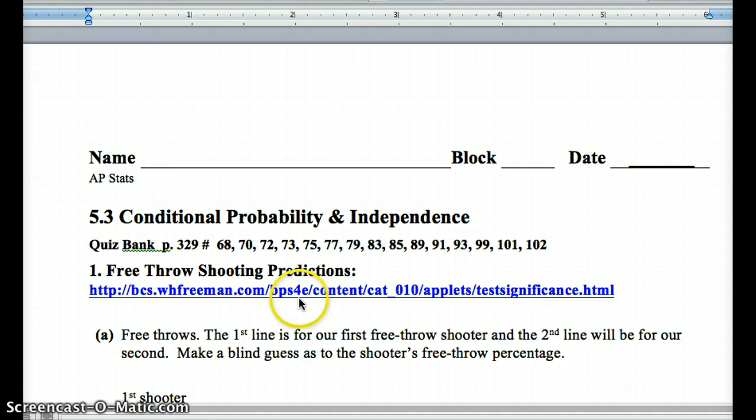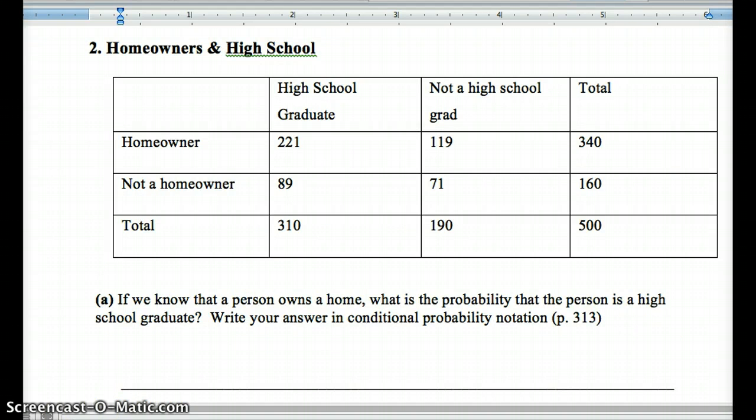So first, what I'd like you to do, skip number 1. We'll do these free throw shooting predictions with me when I come back to class, just about probability. Then scroll down to number 2, homeowners in high school. We saw this in the previous packet. We're going to be using this table again.